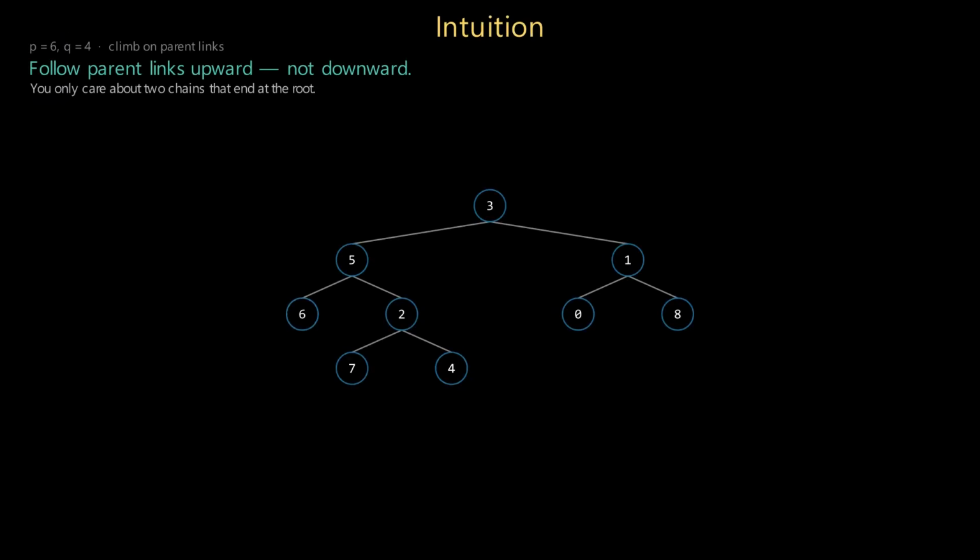Each node remembers its parent, so there is no need to scan children for this problem. Imagine standing on P and on Q, each of you sits on a single staircase of parent edges that leads to the root. Everything off those two staircases can be ignored.